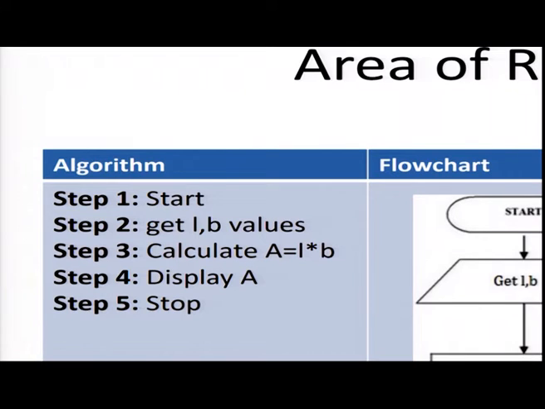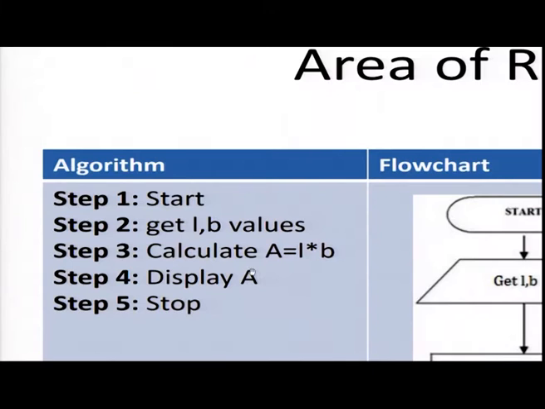and step number 3 determines the calculation step. What is the formula for area of rectangle? I said it is length multiplied by breadth. So, calculate area, the variable A equal to L into B. Then, now you are going to display the calculated value. So, display A and stop.